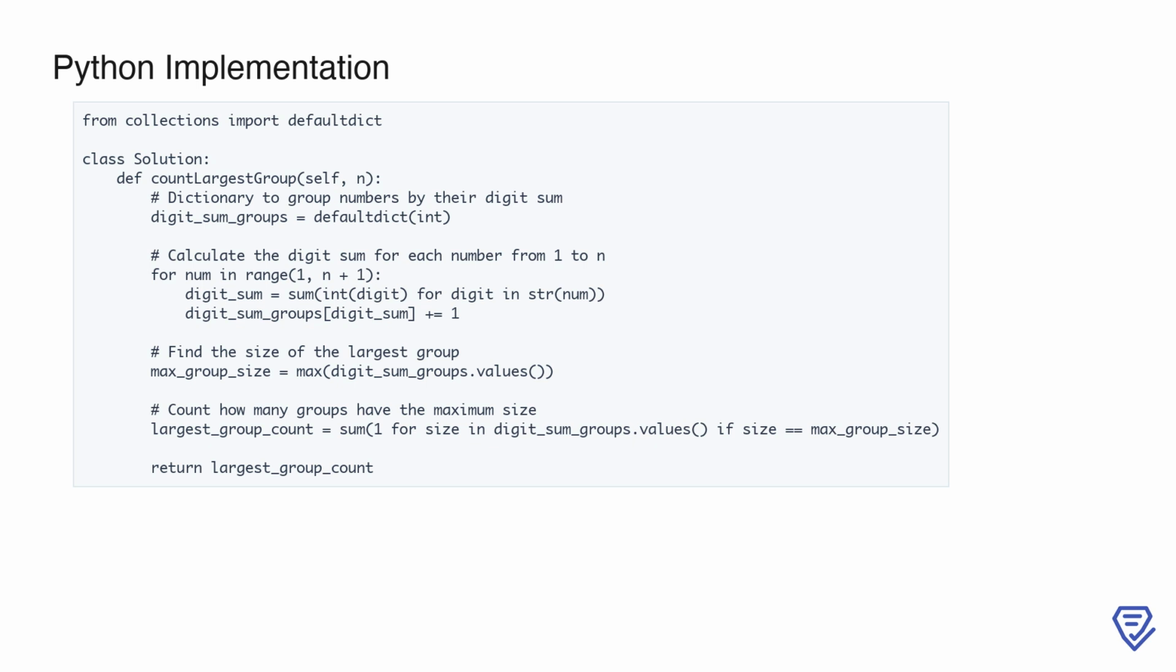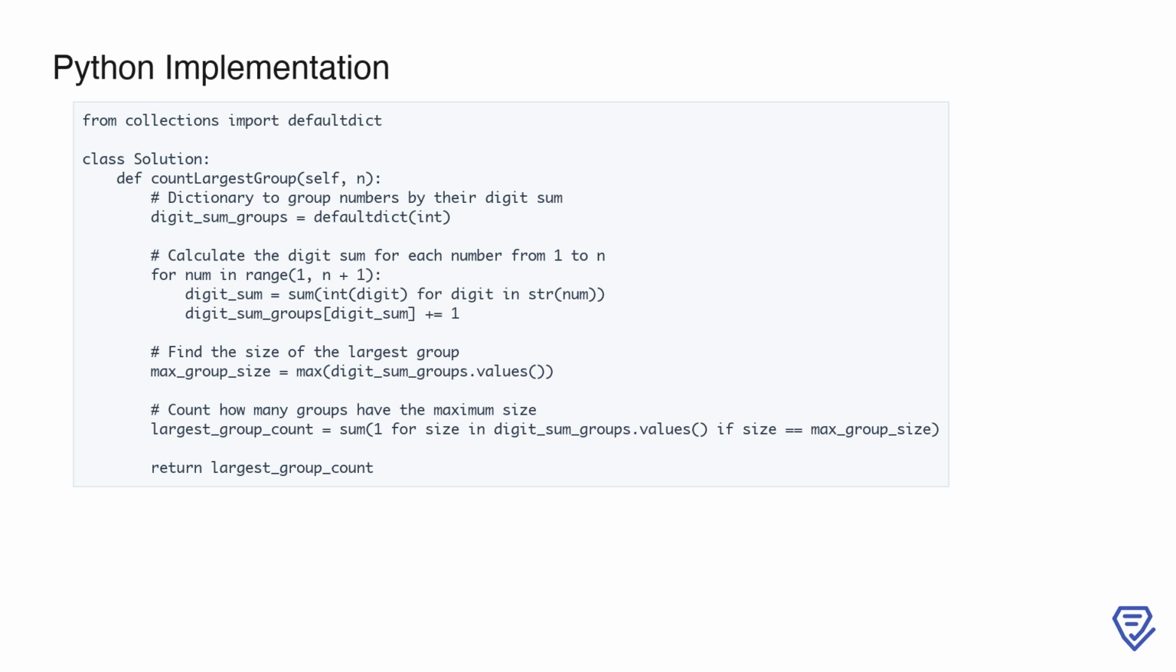5. Group numbers by digit sum. For each calculated digit sum, we increment the corresponding value in the dictionary. This effectively groups numbers by their digit sum and counts how many numbers are in each group. 6. Find largest group size. After the loop, we find the largest group size by taking the maximum value in the digit_sum_groups dictionary. This gives the size of the most populous group.